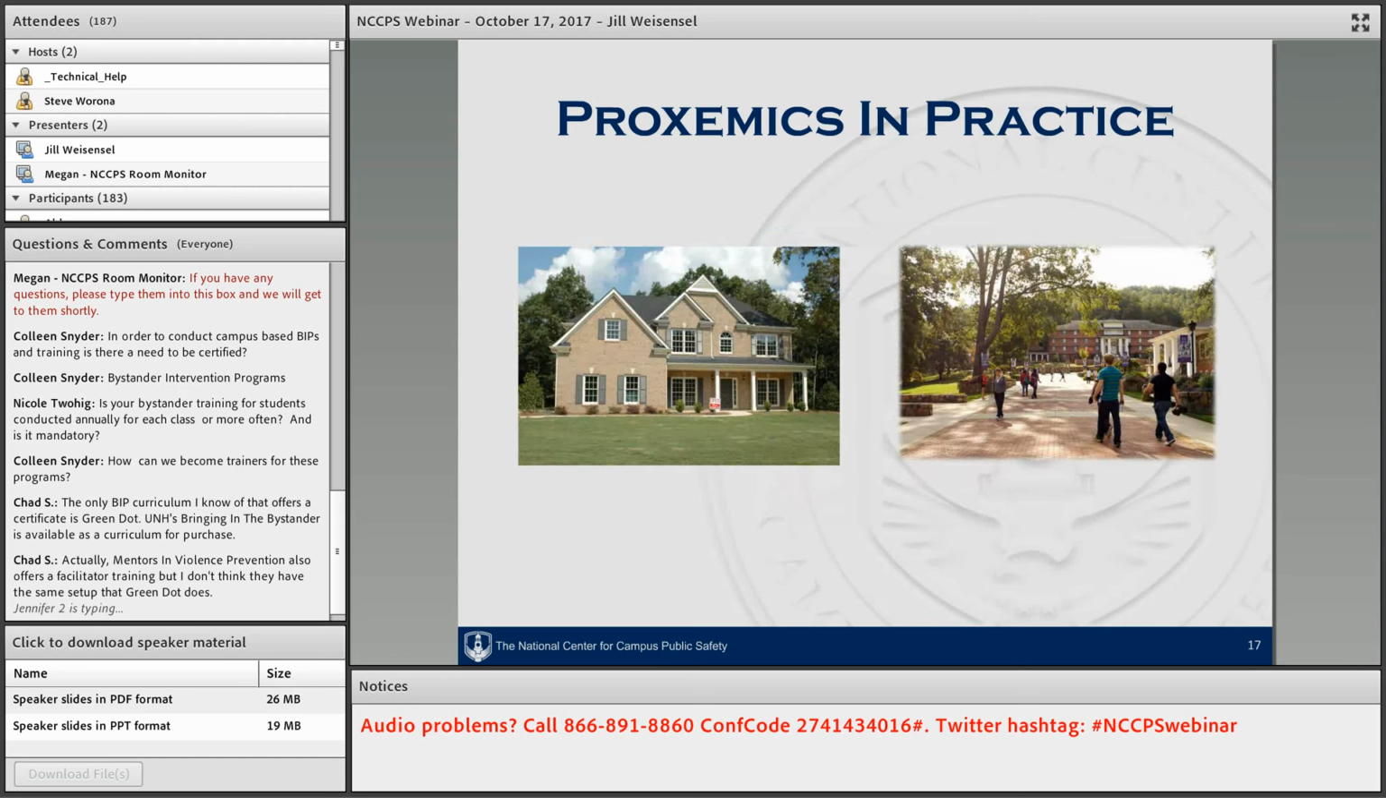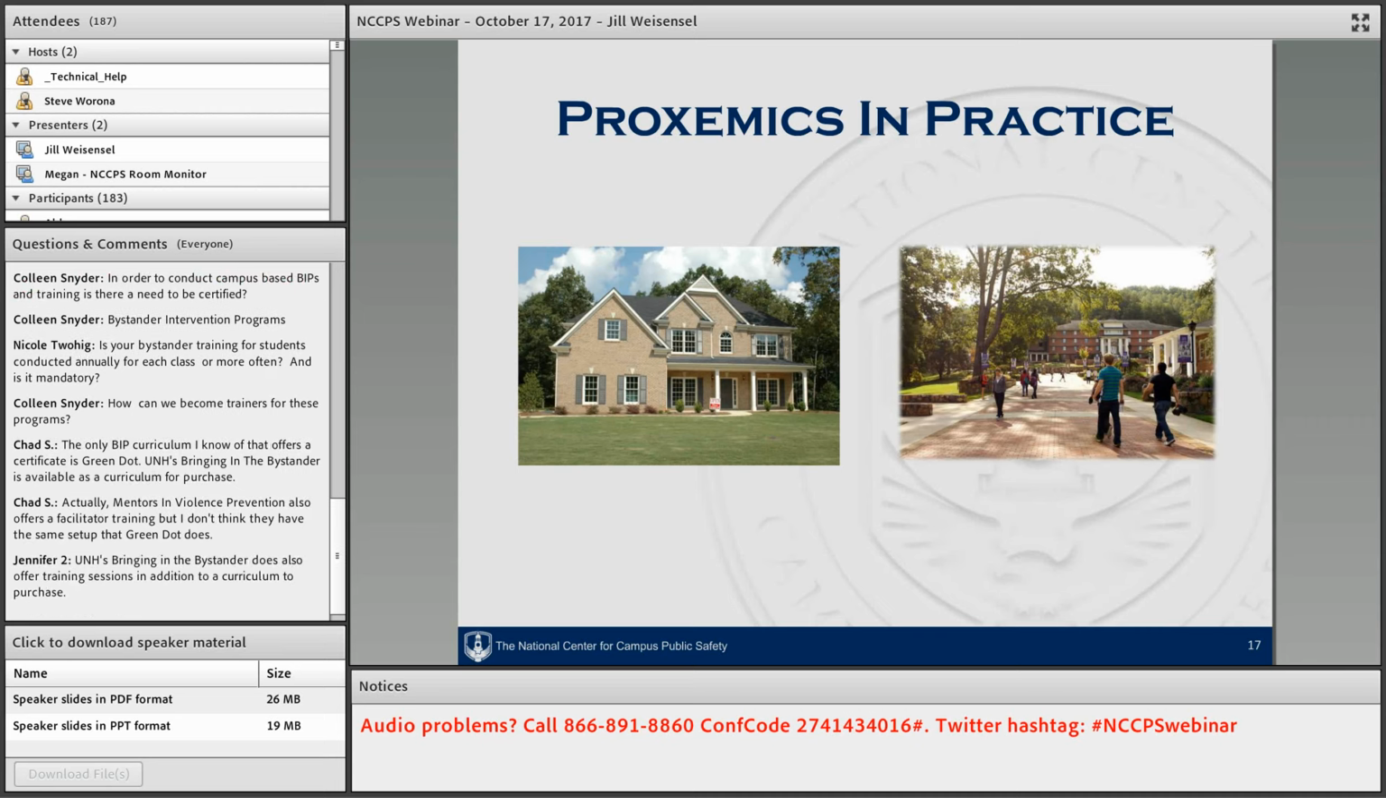And the final set of pictures here for this point is that when we talk to students about managing their space for their safety, we always want to point out the difference between how they feel if they feel safe at home versus how they feel at their college campus.